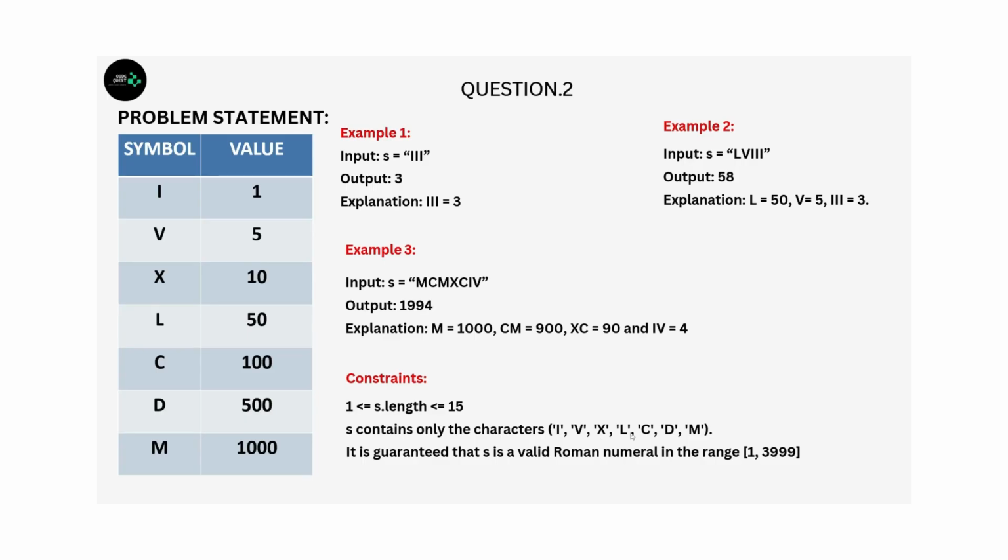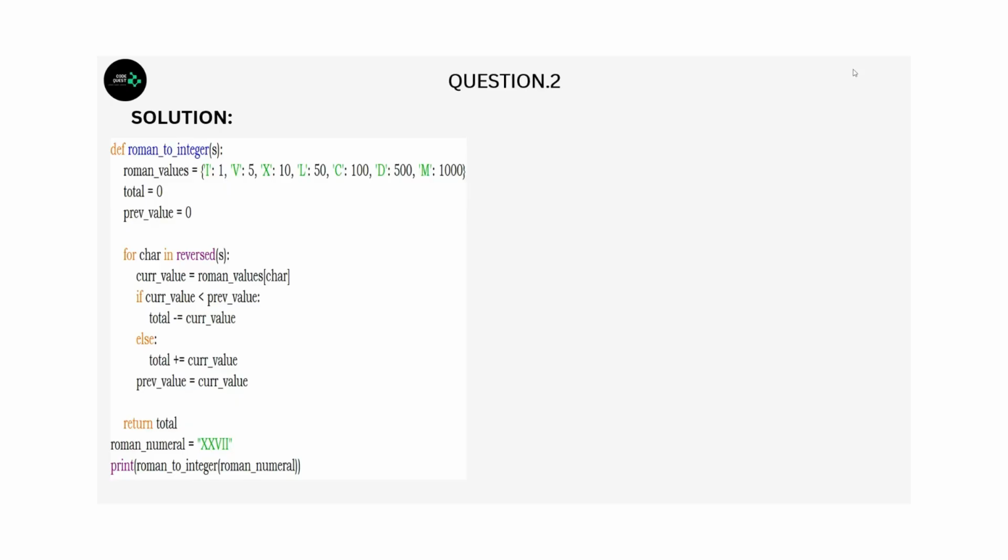I, V, X, L, C, D, M, because beyond this I cannot represent them in any integer value. So it is guaranteed that S is a valid Roman numeral if the range is from 1 to 3999. So now let's understand the logic to solve this problem.